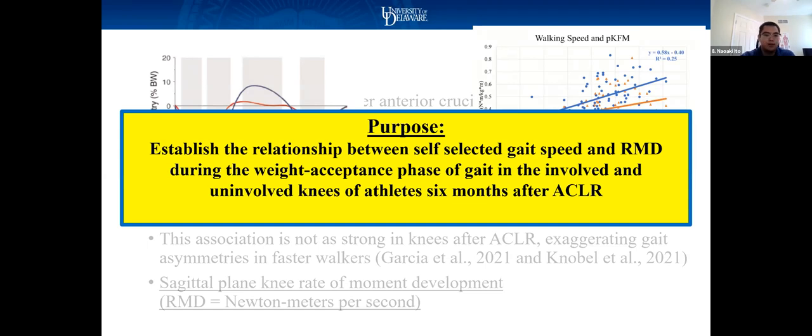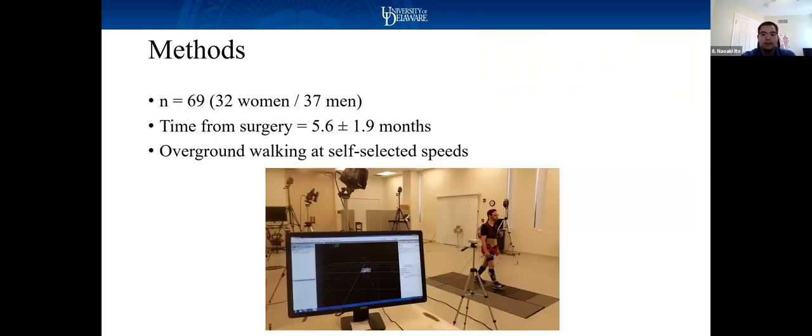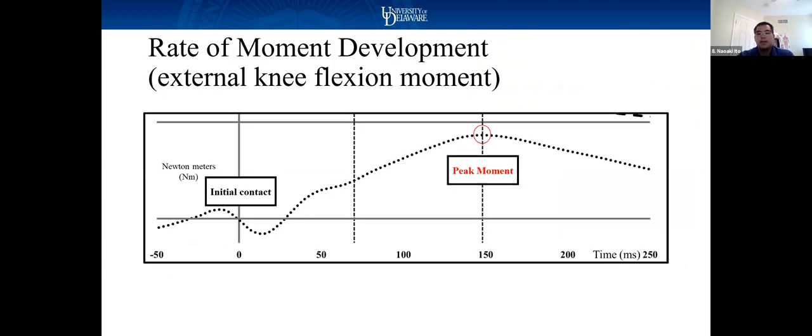The purpose of our study was to establish the relationship between self-selected gait speeds and rate of moment development during the weight acceptance phase of gait in the involved and uninvolved knees of athletes 6 months after ACL reconstruction. We collected kinematics and kinetics during level walking from 69 participants, approximately 6 months after ACL reconstruction, in a motion capture setting, and knee moments were calculated via inverse dynamics.